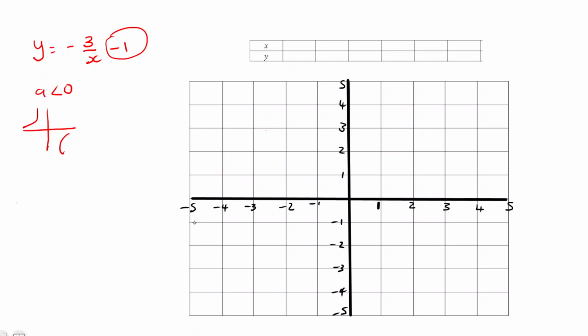So at -1, I have to draw my asymptote. This is my horizontal asymptote passing through -1 because it was shifted downward. You'll take a ruler and then you draw that line. Now I'm going to find my points x and y.